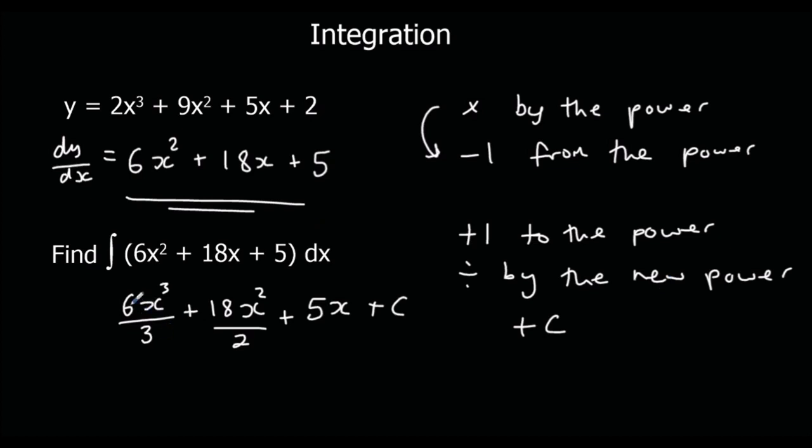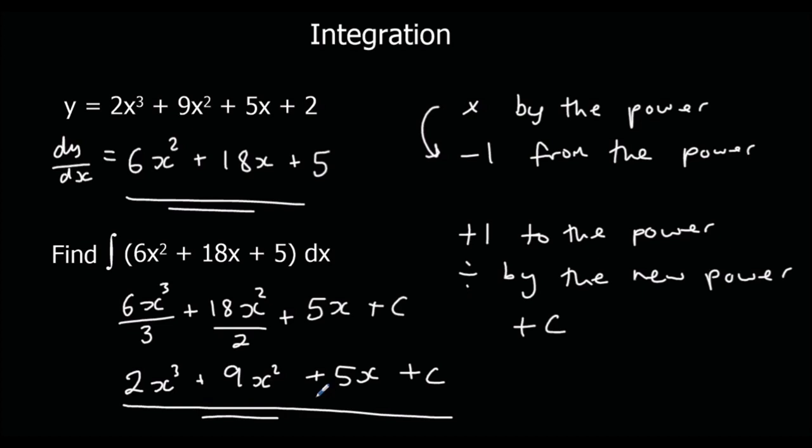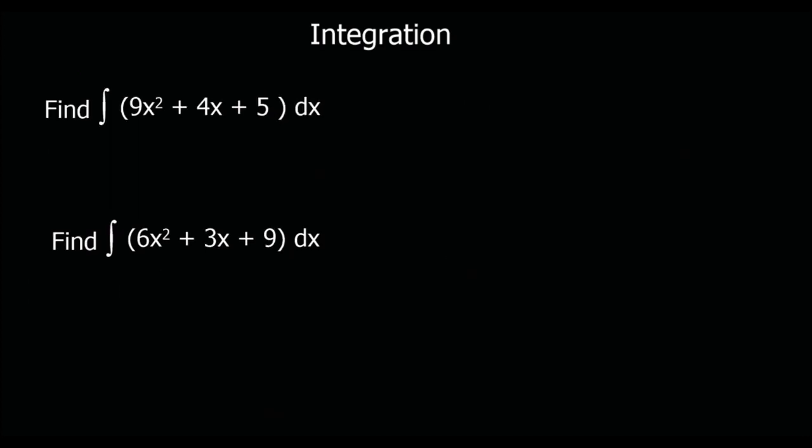We can simplify this. So 6 over 3 is 2. 18 over 2 is 9. And then plus 5x plus c. So that is how we integrate. Now we've got no way of knowing what the c was here. Well, we do know it was 2, but if that was the whole question, we would have no way of knowing what the c was. So we just leave it as plus c unless we're given the information in order to find out what it is. So in this case, just plus c on the end, and that's absolutely fine. So integration, we're going to plus 1 to the power, divide by the new power, and then plus c on the end. Okay, let's have a look at doing some questions.